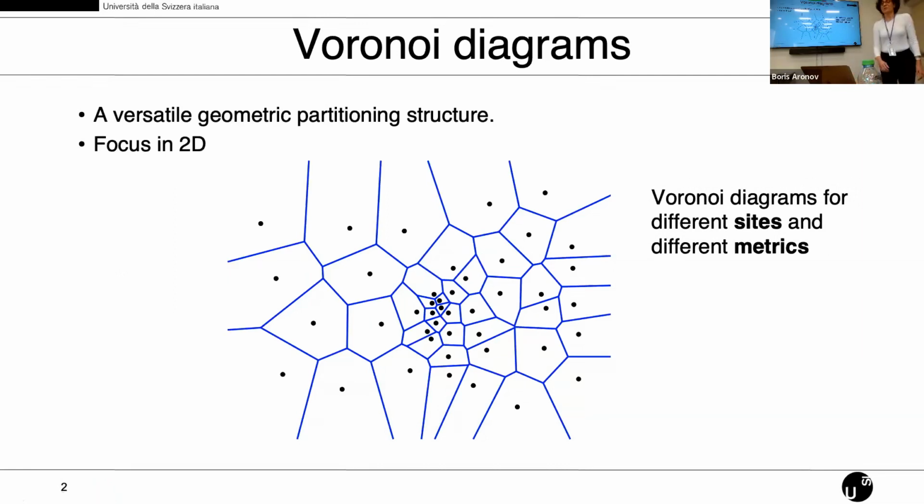Right. So Voronoi diagrams, I guess we all here in this room know about Voronoi diagrams. Here you see the Voronoi diagram of points in the Euclidean plane. Voronoi diagrams are a versatile geometric partitioning structure. Focus will be on 2D. And of course, we can define Voronoi diagrams for different sites and different metrics.